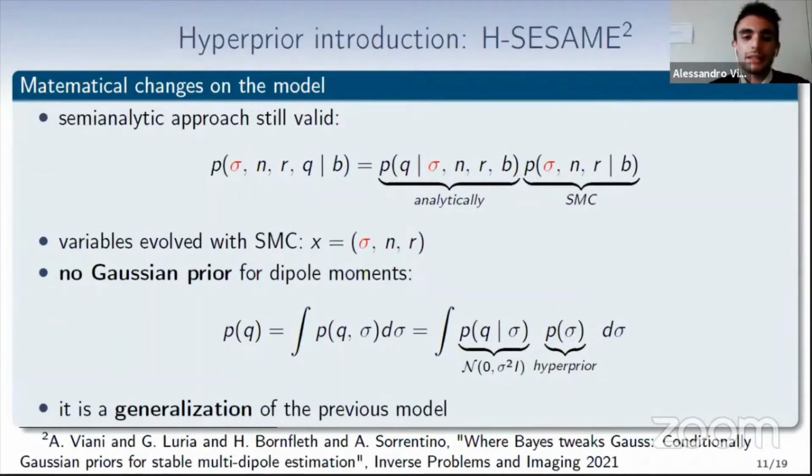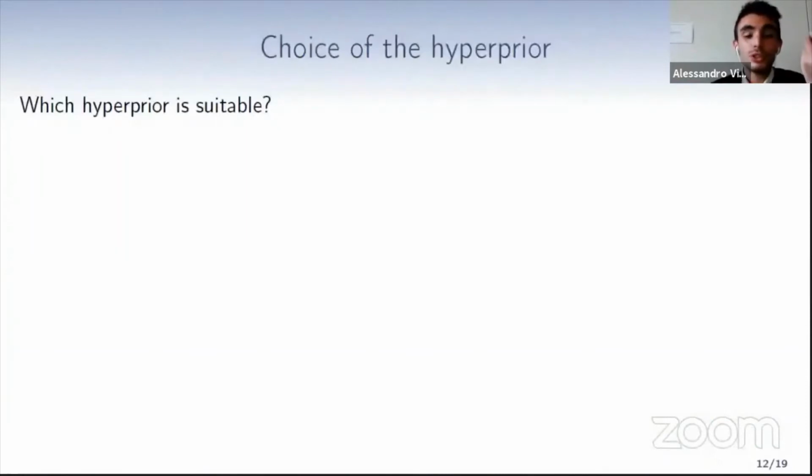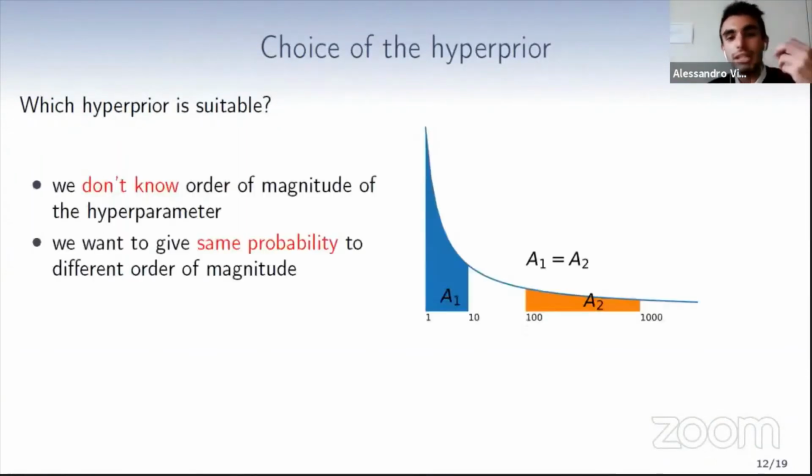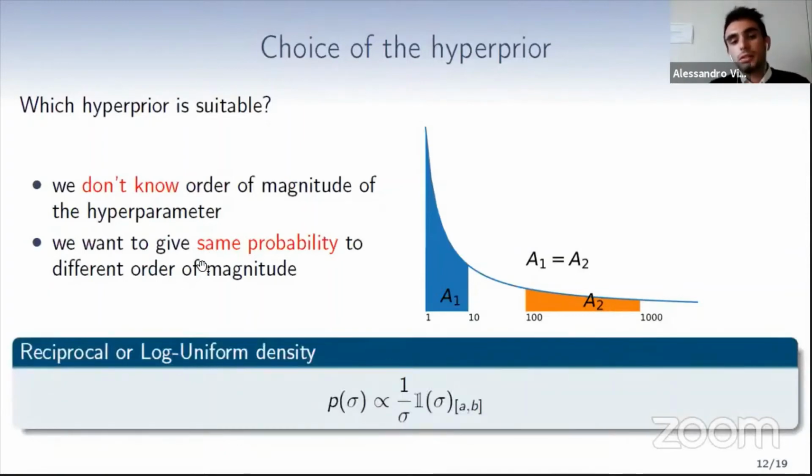But we said that we have introduced a hyperprior, and we have to fix it. In order to fix this hyperprior, we have to underline what we really know or don't know about the parameter. We don't really know the order of magnitude of this parameter, so we want to give the same probability to different orders of magnitude of the prior parameter. The most suitable one is the so-called log-uniform or reciprocal distribution. It is called log-uniform because the logarithm of the random variable with this density is uniformly distributed. So this is a suitable hyperprior for our model.